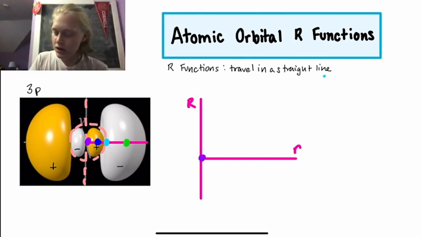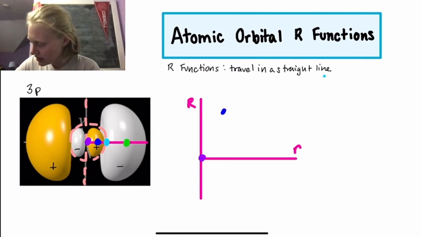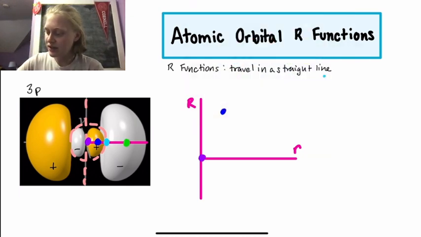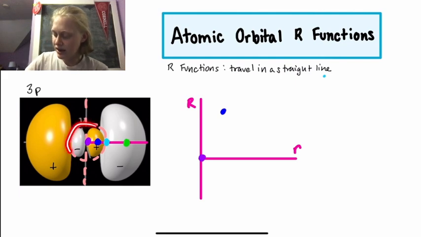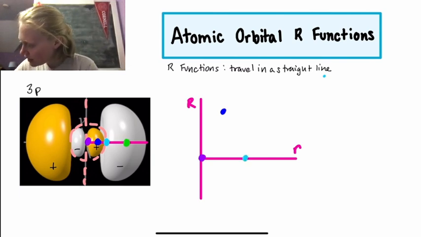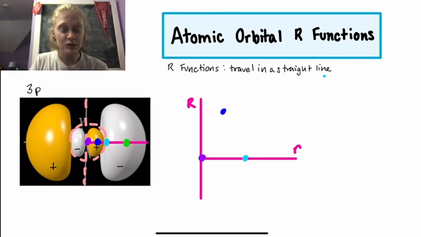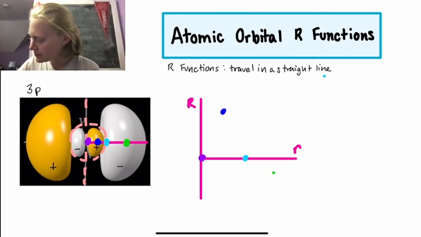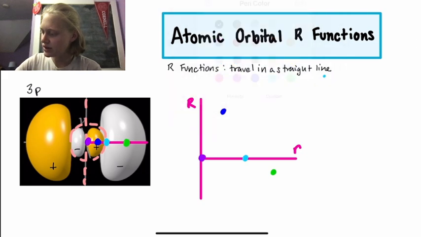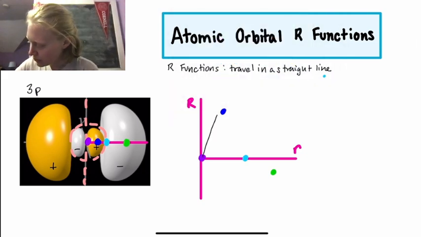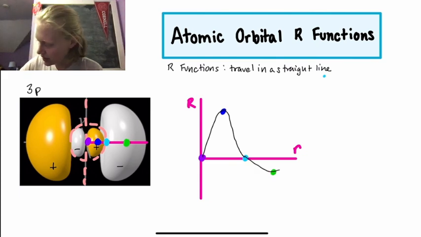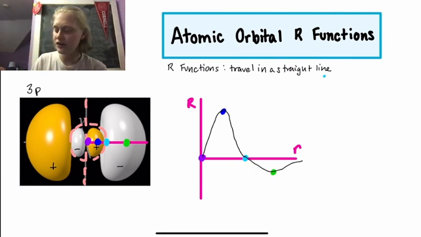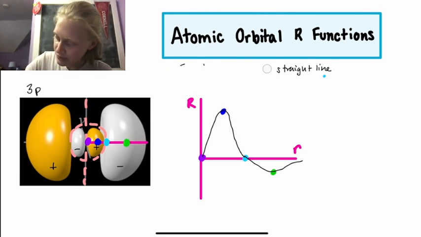Next we have dark blue, which is located here. And dark blue has a positive value because it is in a yellow lobe. So I'm going to add that here. Next we have light blue, and light blue is again on a node, so it's going to have a capital R value of 0. So add that right here. And finally we have green, which will have a negative value since it's in a gray lobe. Okay, so to complete our sketch, I'm going to connect all these points together, just like that. So there we go. There's the sketch of our R function for a 3p orbital.